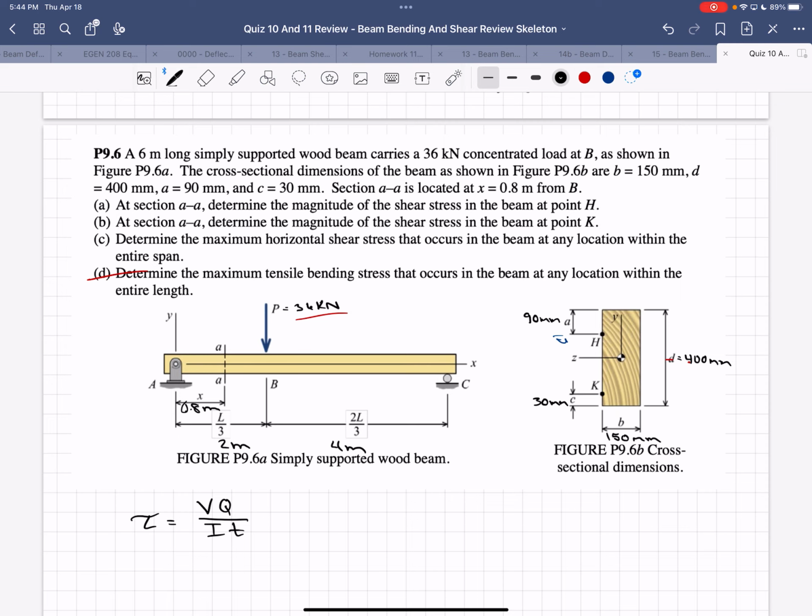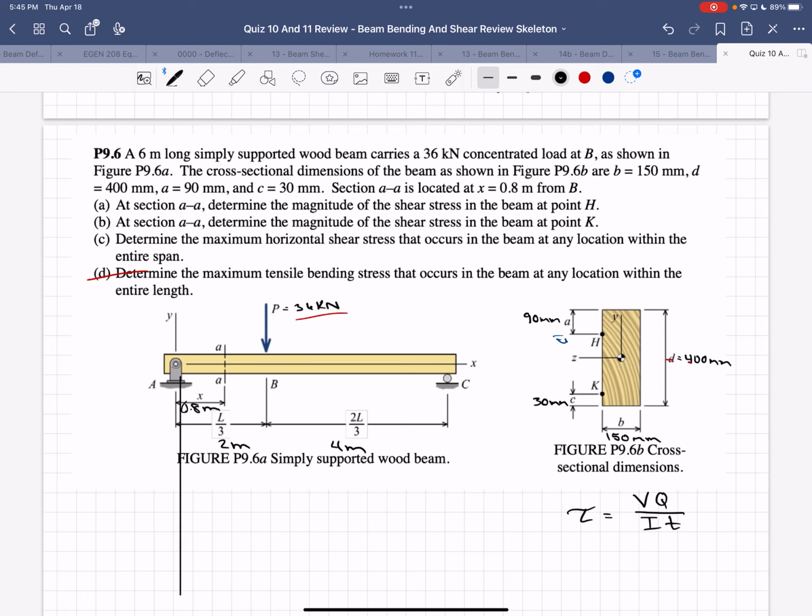How do I find V? A shear diagram. Good job. Are you gonna make us do that on the exam? Maybe. I'm not making any more moment diagrams. Done with those. Some of you get artistic. I'm just kidding.